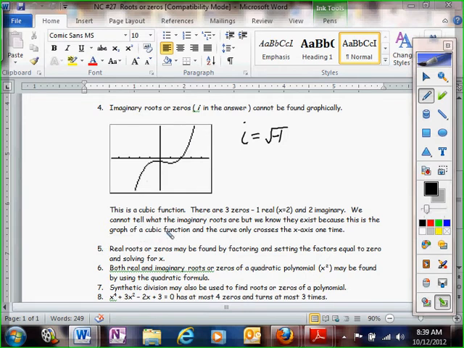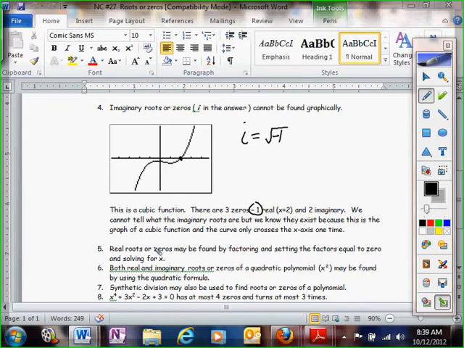It says this is a cubic function. There are 3 zeros: one real solution and 2 imaginary solutions. I'm sorry, it isn't -1, it's just a dash. We have 1 real solution and 2 imaginary solutions. The 1 real solution is right here. You can see it's at x equals 2.